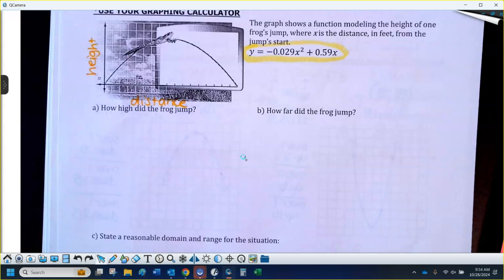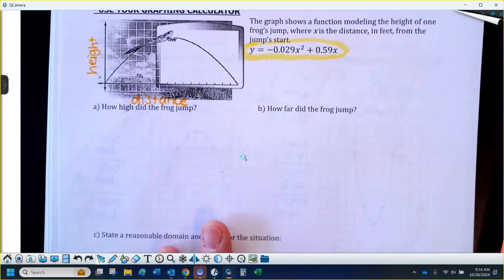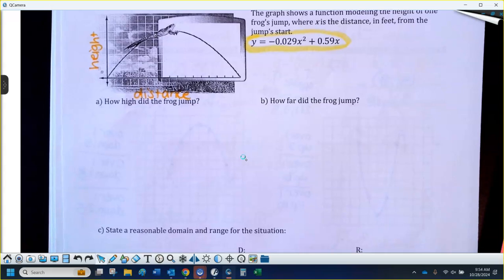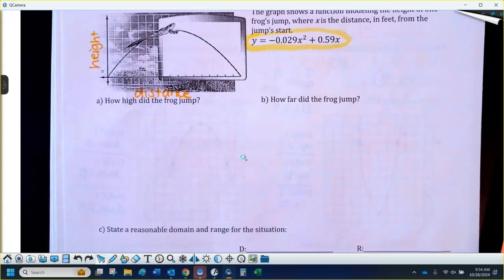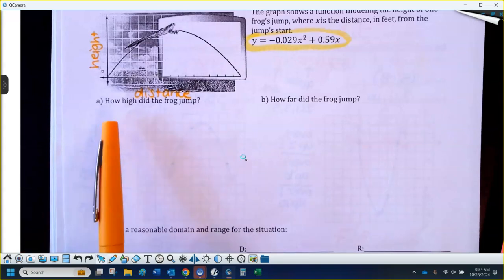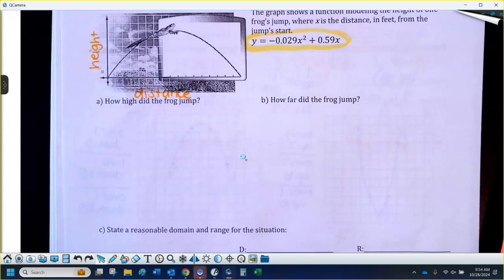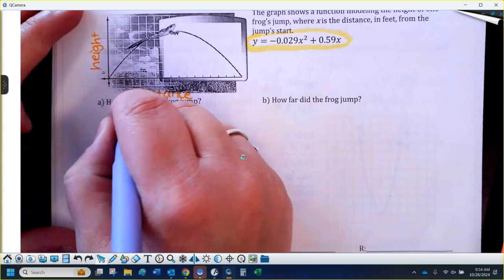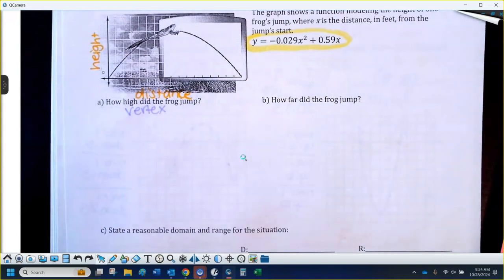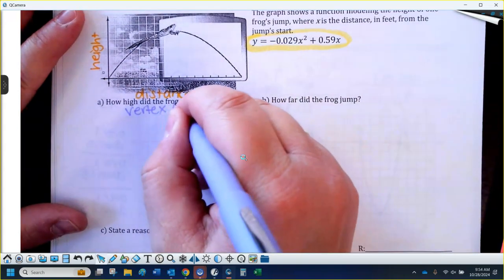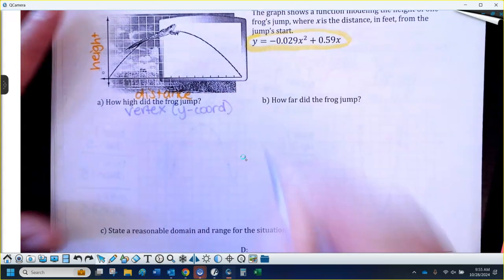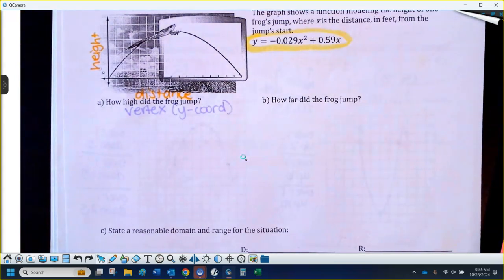So I have 2 questions, and they're going to be related to what it asks you at the bottom, which is for the domain and the range. So what am I looking for, or maybe where on the graph, what point or points am I looking for if I ask you to find how high the frog jumps? Yes, ma'am. The vertex. Okay, now, specifically, it would be the y-coordinate of the vertex. The x-coordinate is just going to be the horizontal distance that the frog travels, but how high in the air, that's going to be the vertical distance, so that's going to be the y-coordinate of the vertex.